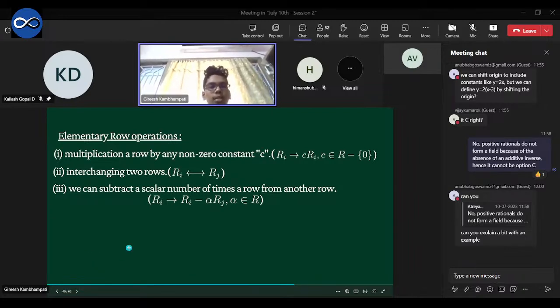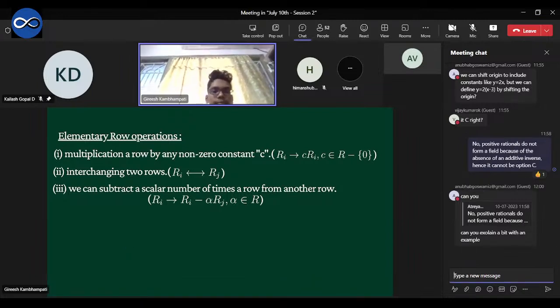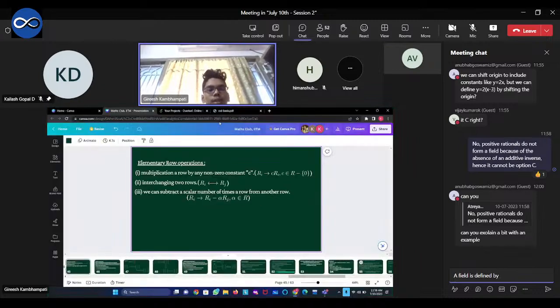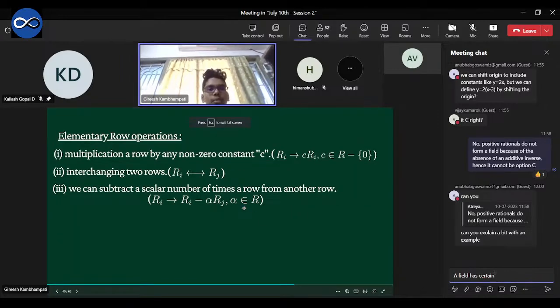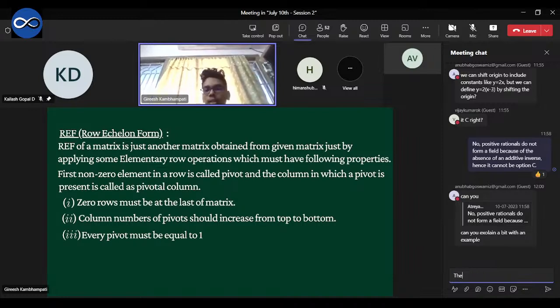Elementary row operations are just multiplication of a non-zero constant with a row. We are applying these operations on a matrix, any given matrix. The application of these elementary operations is to obtain a very well-defined form of a given matrix, a row echelon form. It is obtained from a given matrix by applying elementary row operations.